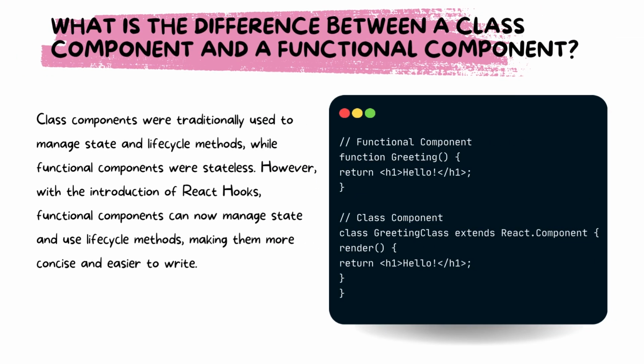What is the difference between a class component and a functional component? Class components were traditionally used to manage state and lifecycle methods, while functional components were stateless. However, with the introduction of React hooks, functional components can now manage state and use lifecycle methods, making them more concise and easier to write. Let's look at the example code. In this example, we see the same component written as both a functional component and a class component. The functional component is simpler, but with hooks, both can now manage state and lifecycle methods.